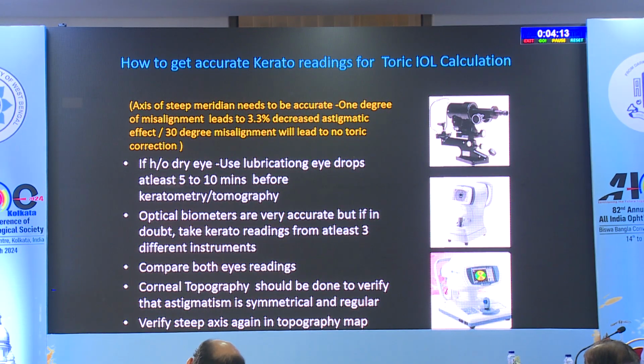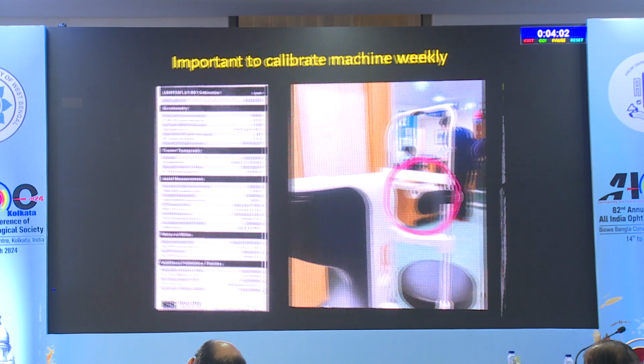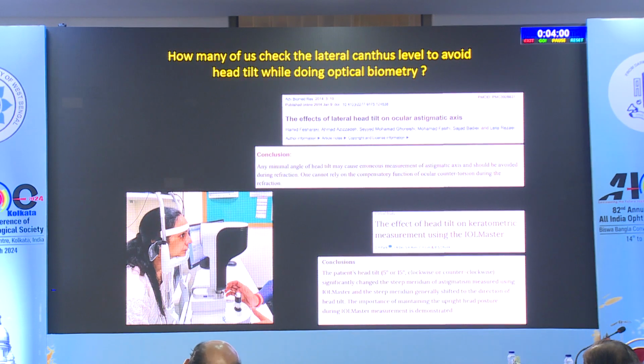If there is a confusion in the axis between the manifest refraction and what you're getting on cornea, look at the topo. Very important if you have optical biometries to tell your optom and remind him to calibrate it weekly because if your machine is off, your results are going to be off.